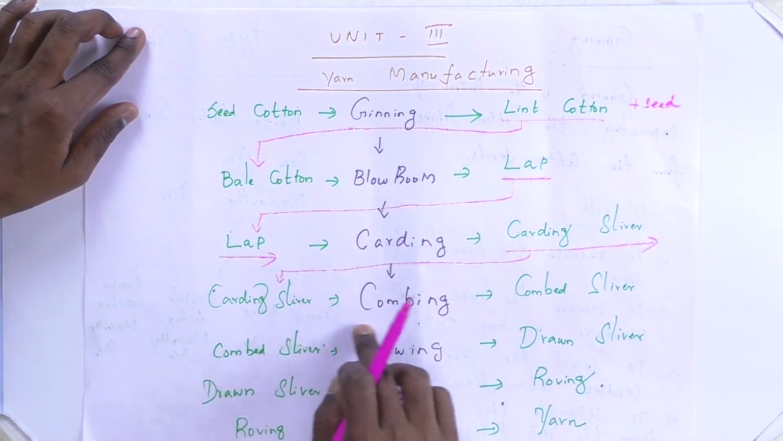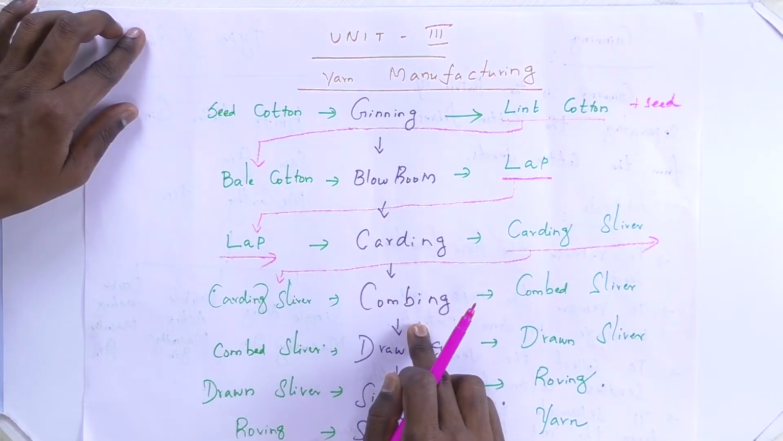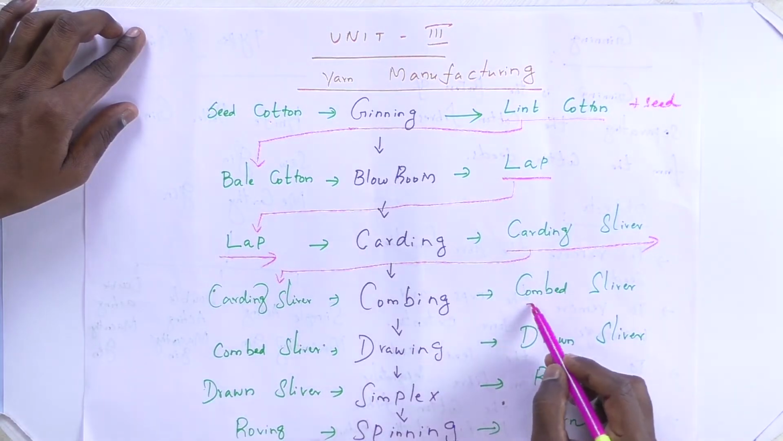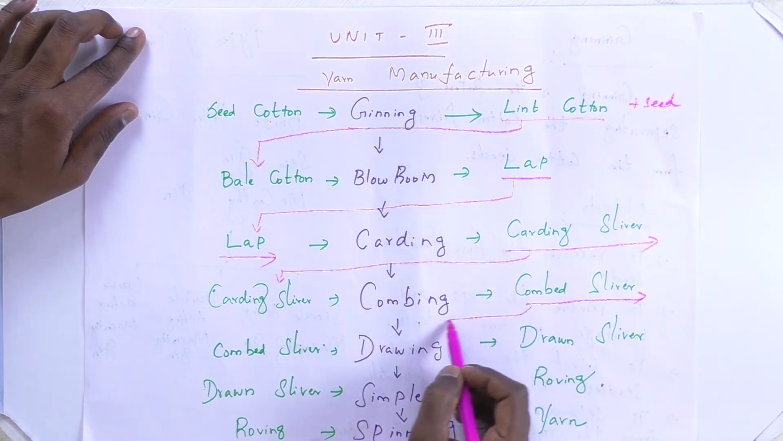So the carding sliver is fed into the comber machine. The preparatory machines for the comber are the sliver lap and ribbon lap machines. Through that process, the comber lap is prepared. The output of the comber machine is combed sliver. The combed sliver is fed into the draw frame process.